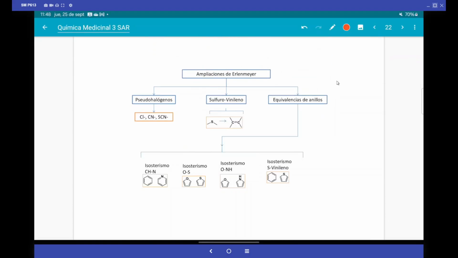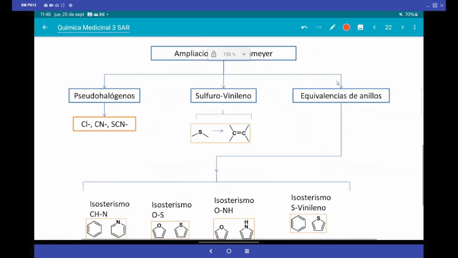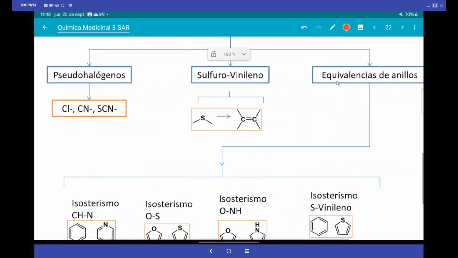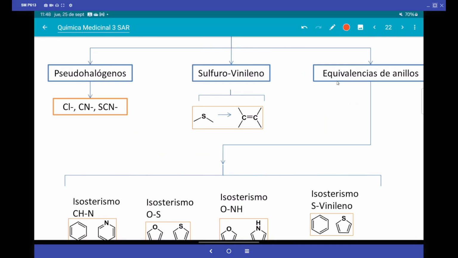We are going here to the amplifications that Erlenmeyer made about this concept, and it was found that there are other groups that have no correlation in terms of amount of valence electrons, or even size as we saw just now, but they are very similar. For example, pseudo-halogens: chlorine, cyanide, thiocyanate. They are very similar to each other. There may be drugs with cyanide in the structure.